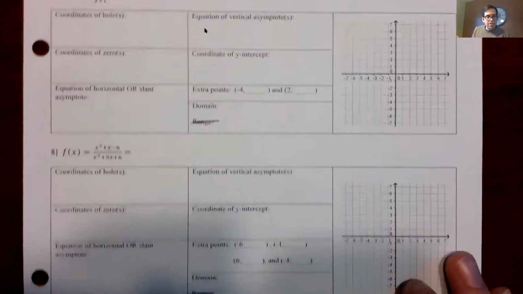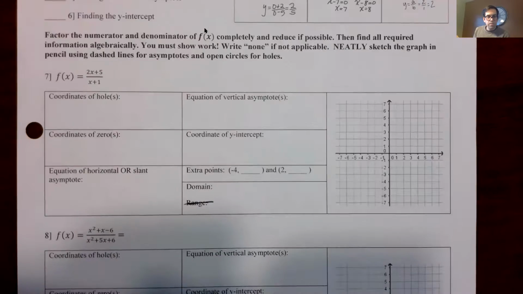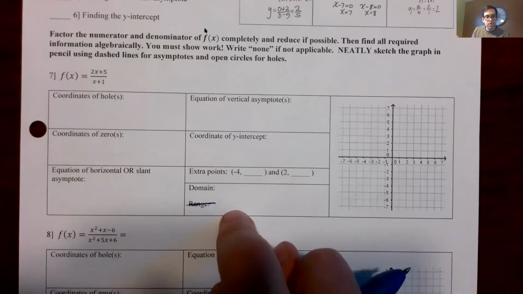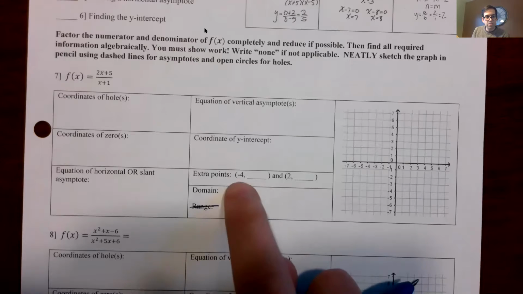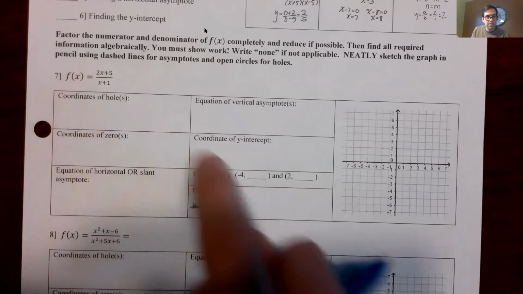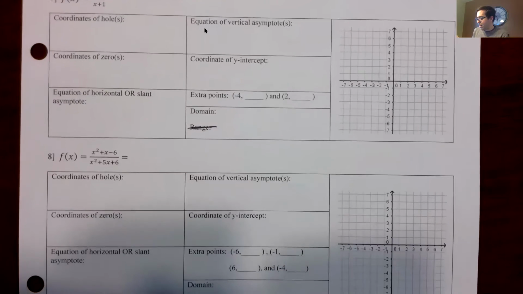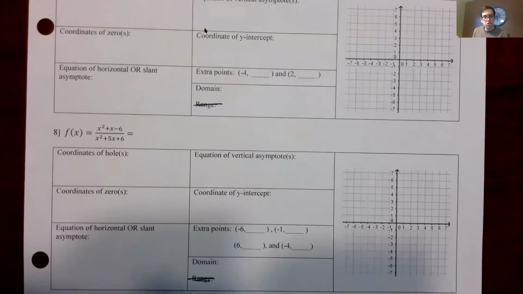And let me think, is there anything else we want to go over? You just got to fill in each box with whatever you can, okay? When it says extra points, it just means plug -4 in for X and see what you get for Y. There's no trick to that. And then plot everything and check on your calculator.